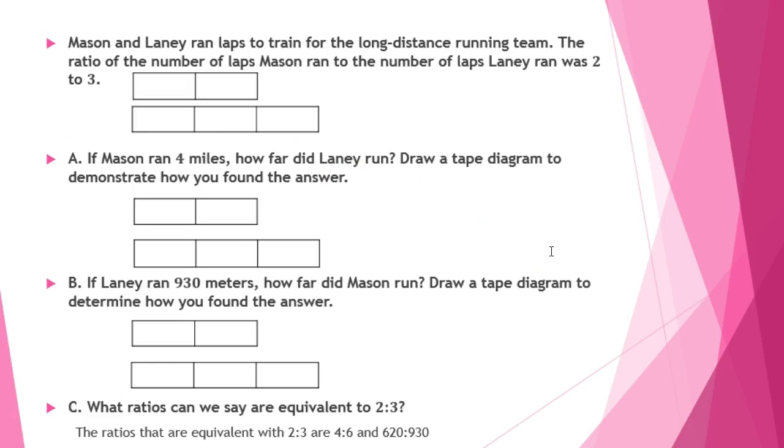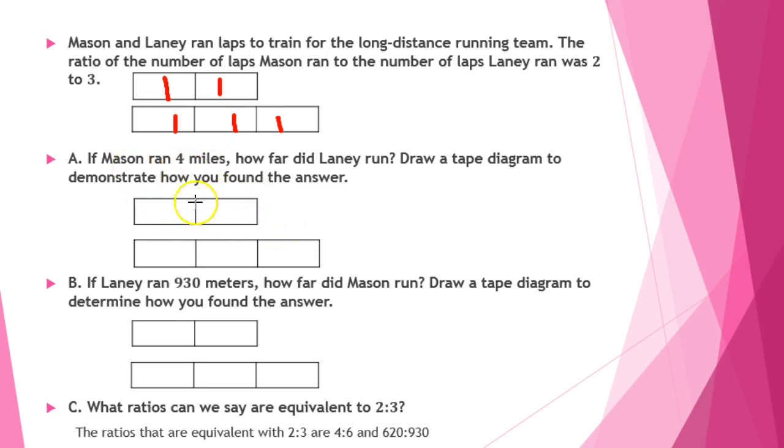Starting out, we see that the ratio of the number of laps Mason ran to the number of laps Laney ran was 2 to 3. So my first tape diagram, each piece of tape is actually representing 1. So now if I look at part A, if Mason runs 4 miles, how far did Laney run? Draw a tape diagram to demonstrate how you found the answer. So I'm just using my equivalent ratios. I still have the same amount of tape.